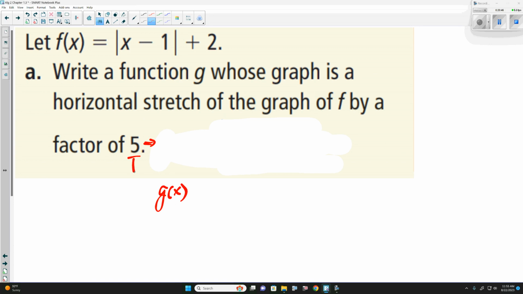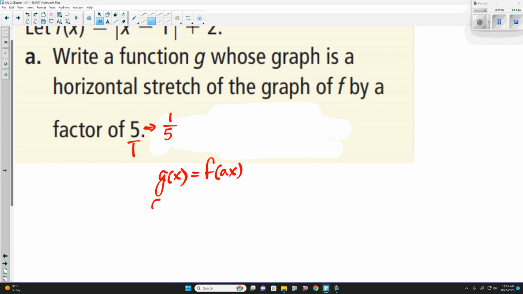I think I should have phrased that better. So we're really talking about this as 1 over 5. So we're looking at the reciprocal. So the value of A for this here is going to be 1/5. And again, just like the last one, if we're talking about a horizontal stretch or shrink, we're talking about f of A times x. Now that we have that, we know that our value of A is 1/5.